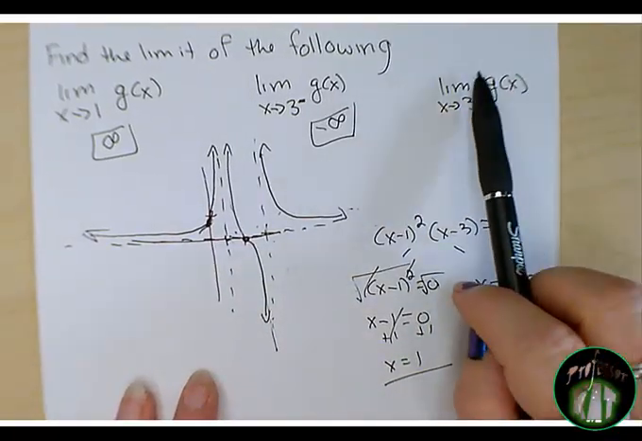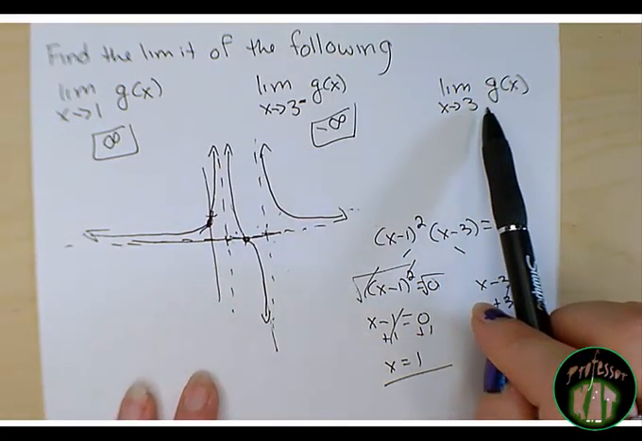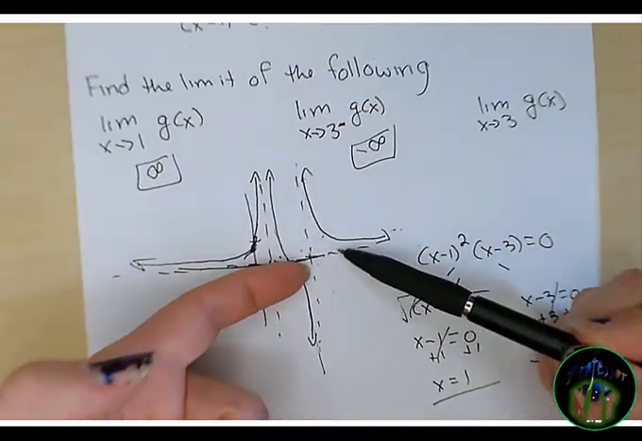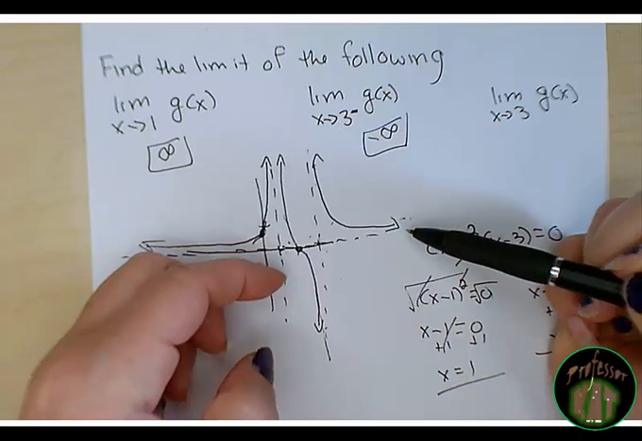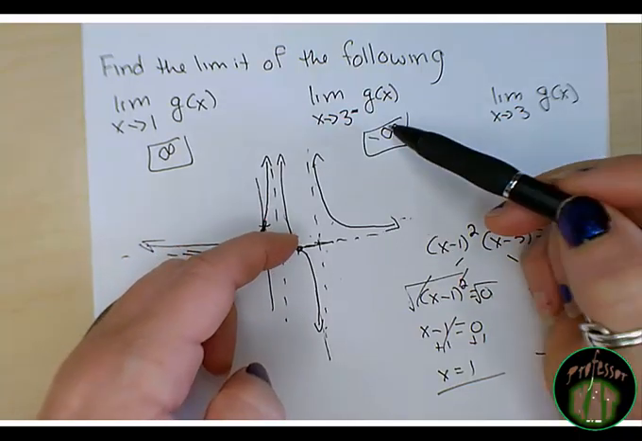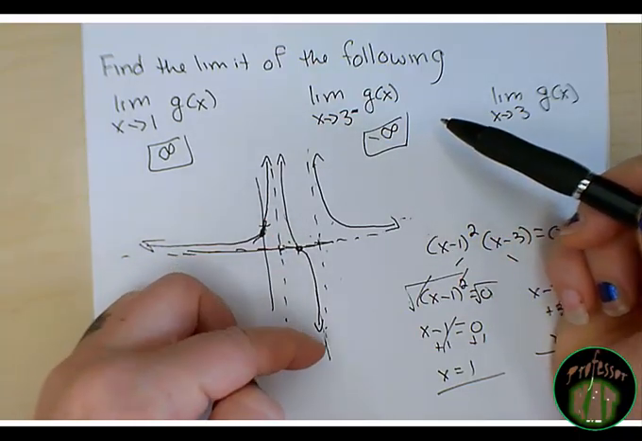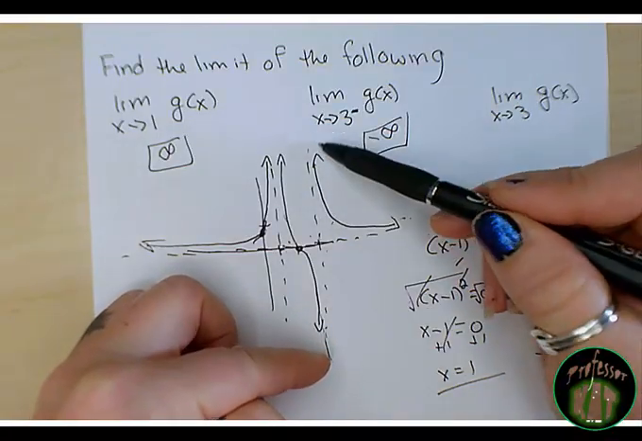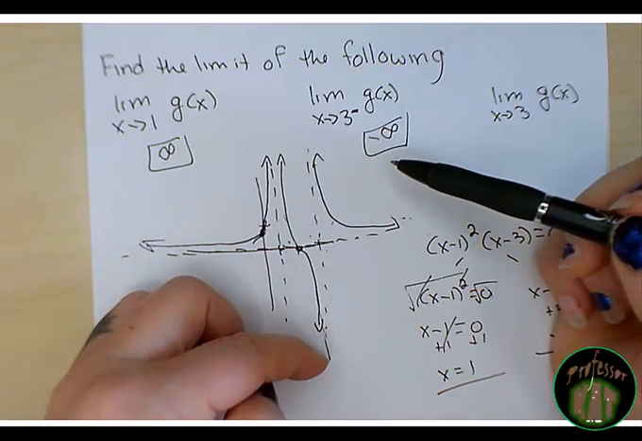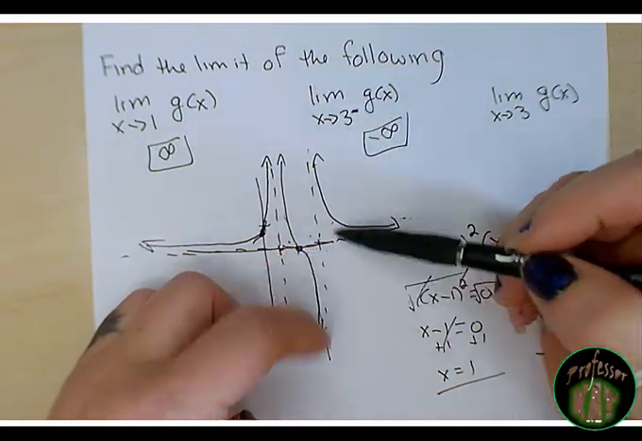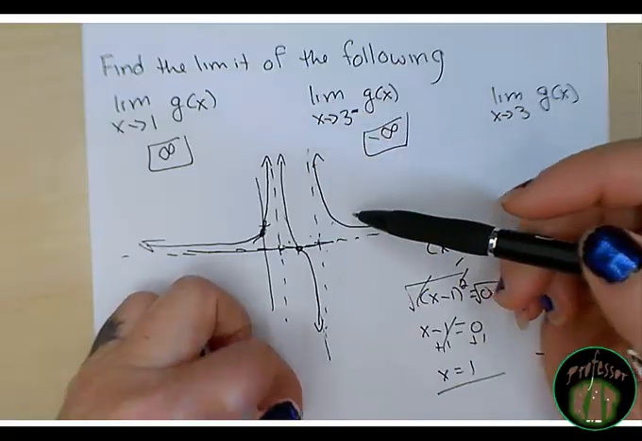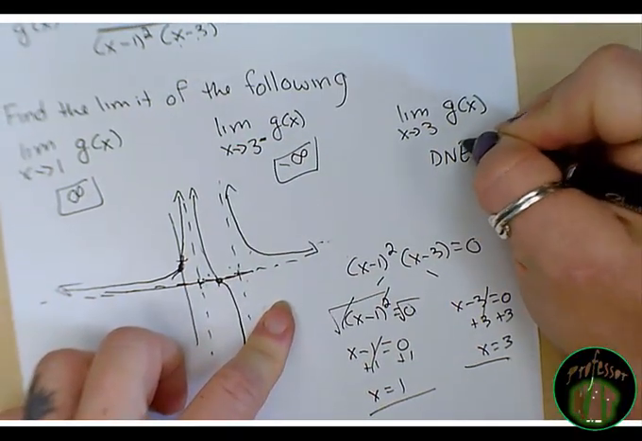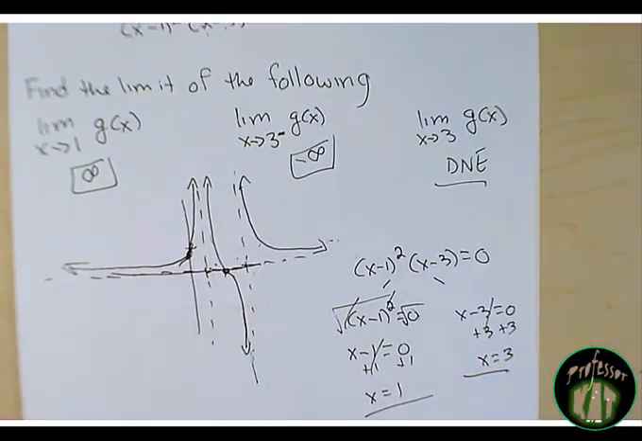Our last one, the limit as x approaches 3. Notice it doesn't have a plus or minus, so we are looking at 3 from both directions. If we are looking at 3 from both directions, notice on the left, we just answered this, it shoots down to negative infinity. But on the right side, the closer it gets to this line, it's shooting upwards. Because we're going down on one side and up on the other, it's a disconnect. They're not going the same direction. If they're not going the same direction, we say that the limit does not exist for that one.